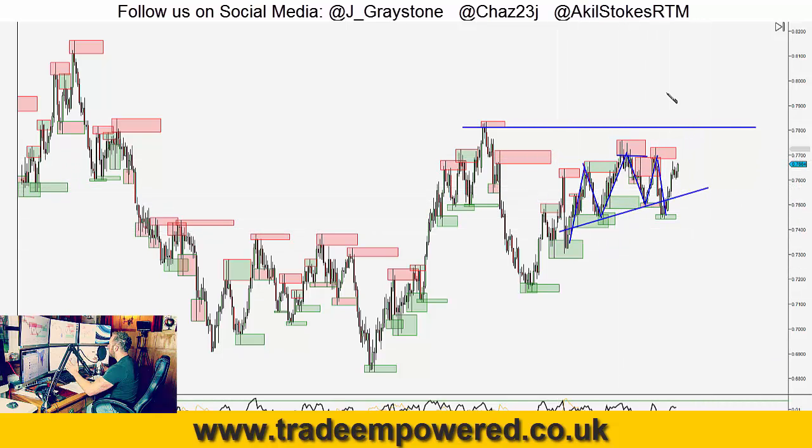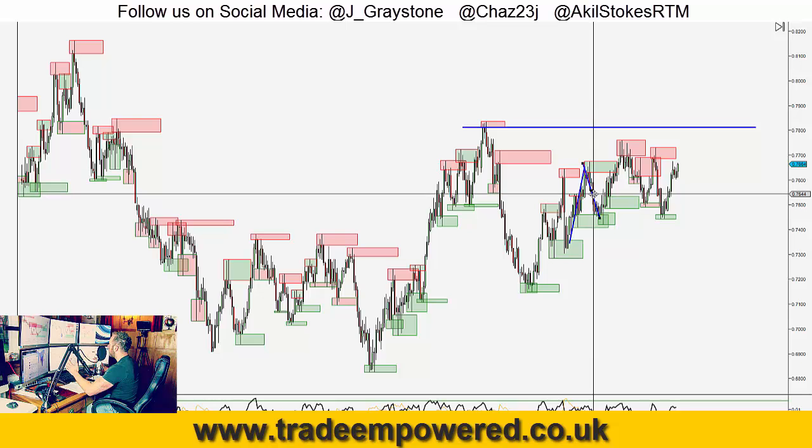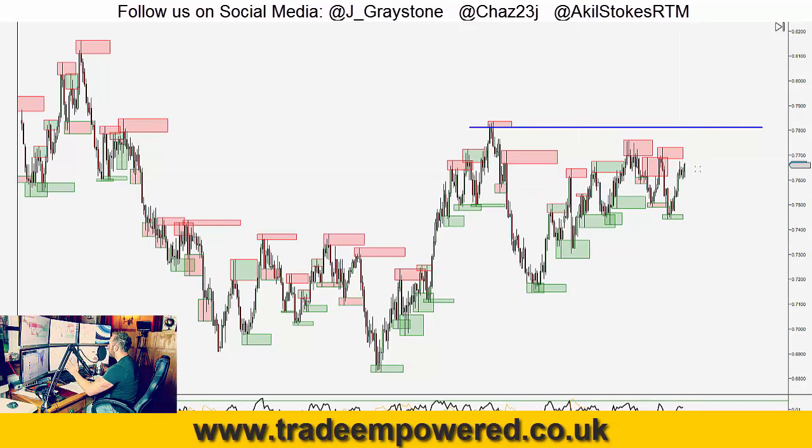This would be the neckline here. Okay, and we've actually violated that. So some of you guys I know who trade head and shoulders are looking at shorting this market already, if you are looking for reasons to get involved at this level.